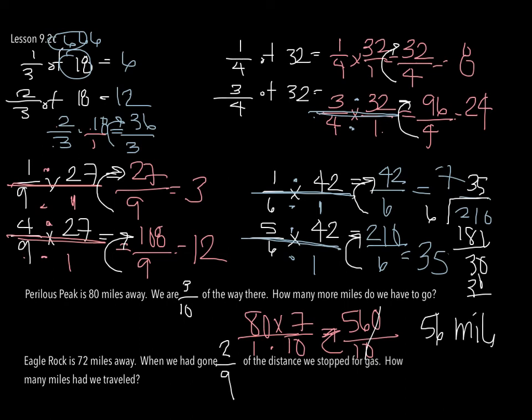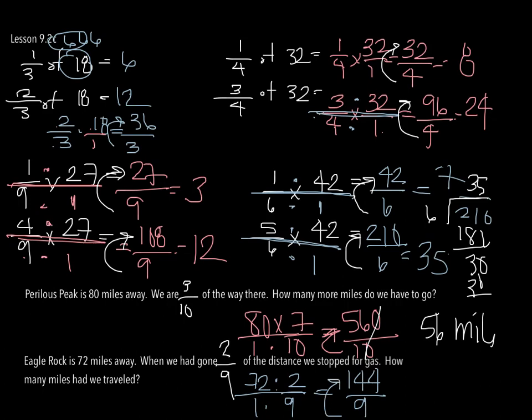And then Eagle Rock is 72 miles away. When we had gone 2/9 of the distance, we stopped for gas. How many miles have we traveled? So we're going to take 72 times 2 over 9. Make that into two problems, 72 times 2 and 1 times 9. So I'm going to get, I believe it's going to be 144 over 9. How many 9s can I get out of 144?